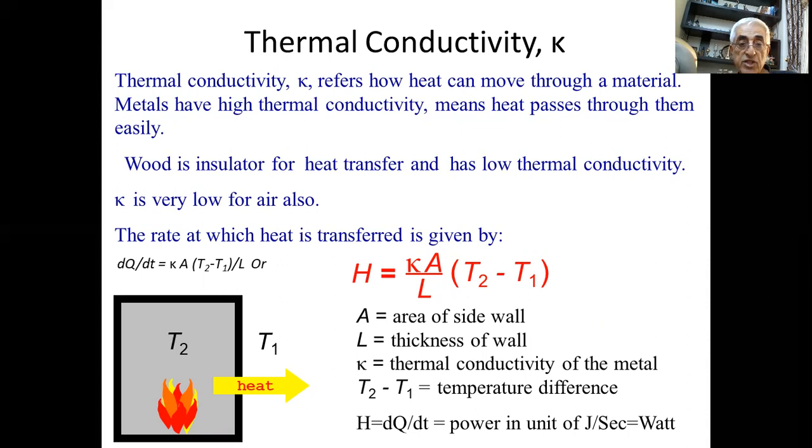The rate at which heat is transferred is given by dQ by dt equal to kappa A, T2 minus T1, divided by L, or H equal to kappa A divided by L multiplied by T2 minus T1. Here, A is the area of a side wall, L is the thickness of the wall as shown in the figure, kappa is the thermal conductivity of the metal, T2 minus T1 is the temperature difference, and H is equal to dQ over dt, which is power in units of joules per second, called watt.